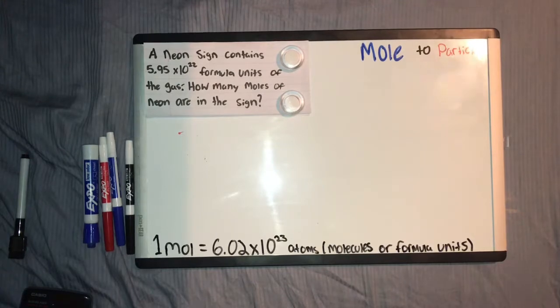Alright, so let's go ahead and start. So this time it says a neon sign contains 5.95 times 10 to the 22nd formula units of the gas. How many moles of neon are in the sign?